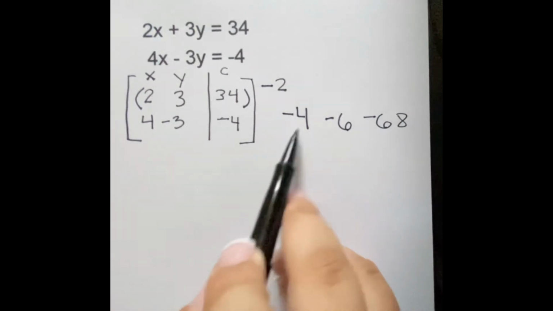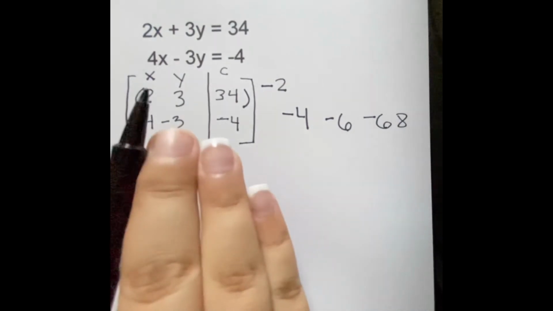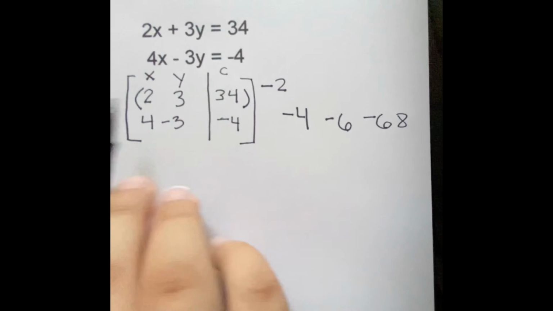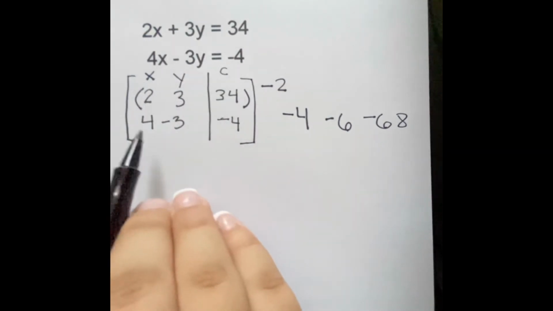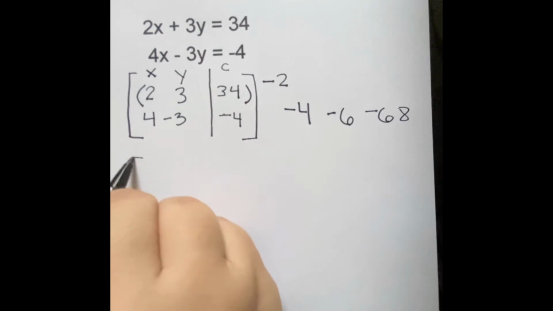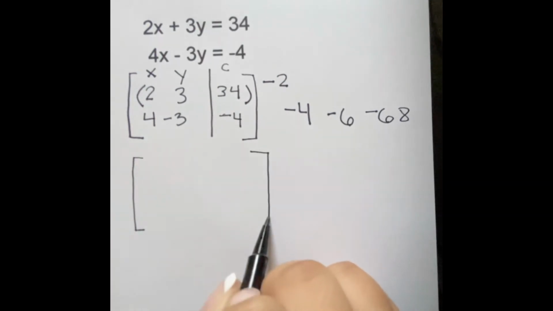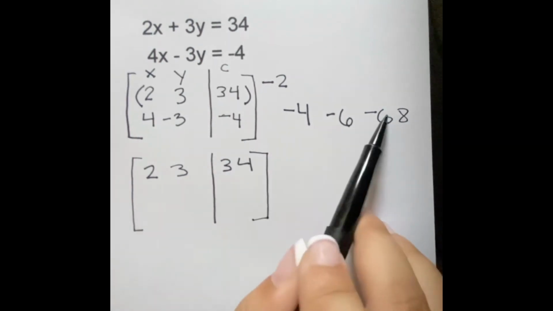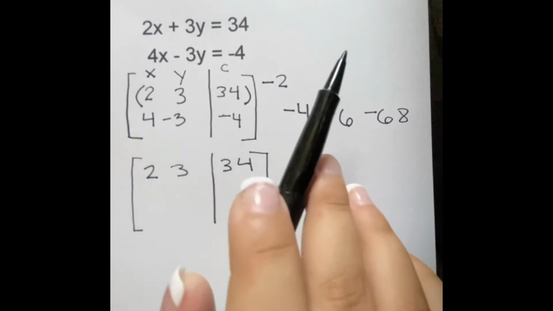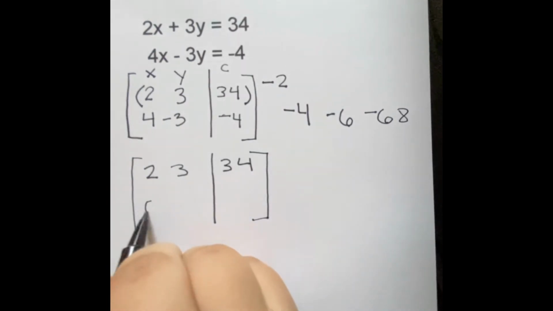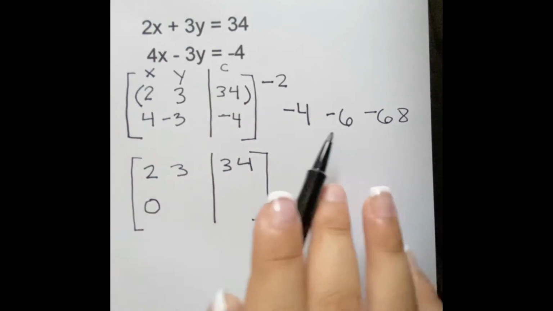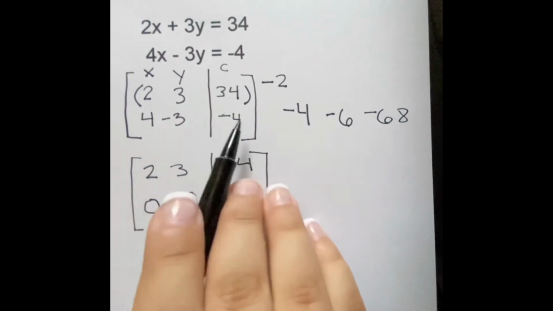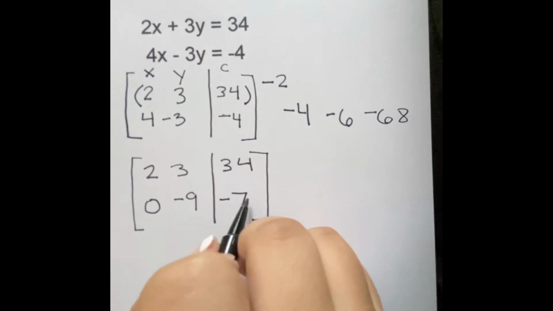So now we're going to combine this row with the bottom row. However, when we rewrite this augmented matrix, we are not going to change the top row because we are only changing the bottom row. So let me rewrite our matrix. Here's our top row. Now our bottom row is going to be combined with this new row we made by multiplying the top row by negative 2. So negative 4 and 4 cancel, so that gets us 0. Negative 6 minus 3 is going to give us a negative 9. And negative 68 minus 4 is going to give us a negative 72.